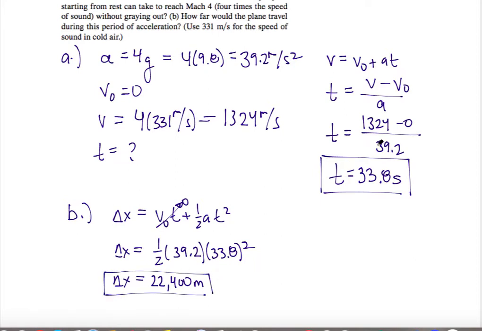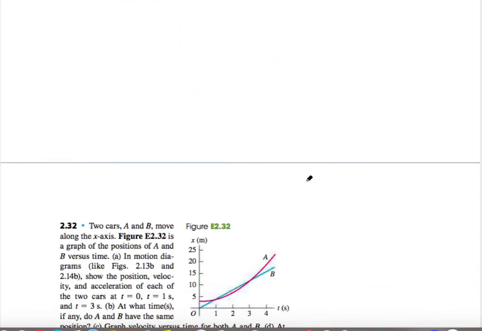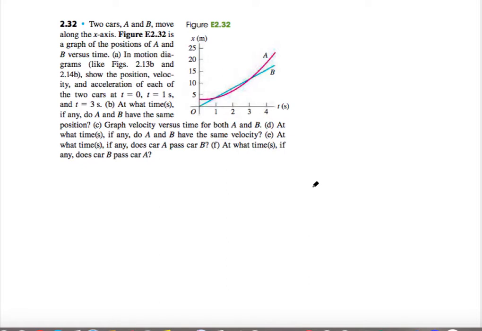So again, 3 significant figures pretty much throughout the entire set of problems here. Question 2.32 looks similar to the one that we did in class. I have 2 cars, A and B, moving along the x-axis, and the positions of those are given in this graph here. Now, we've not seen motion diagrams before.